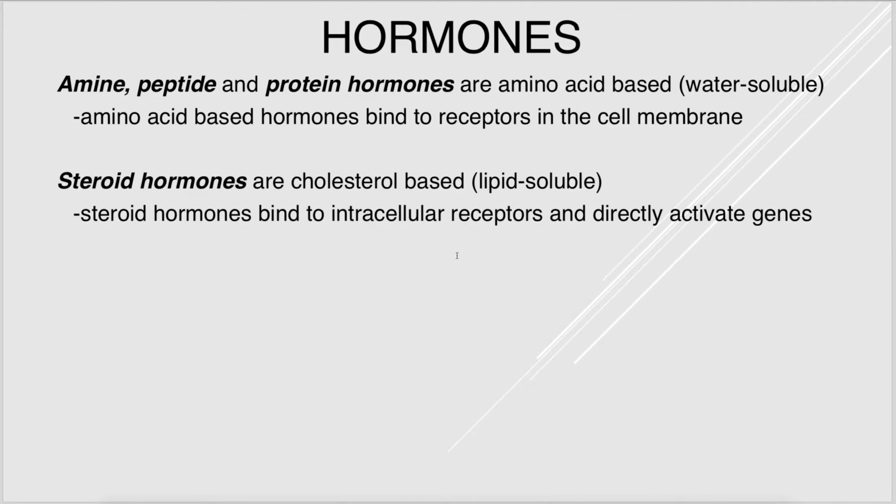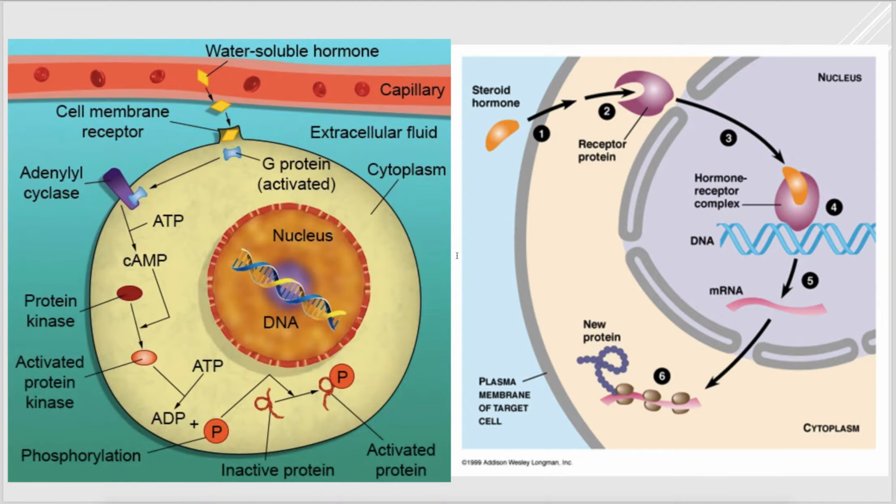So we have two broad classes of hormones. We have the amino acid based, also known as the protein hormones, and we have steroid hormones. The steroid hormones are based on cholesterol, which is a lipid. So protein hormones are water soluble, and steroid hormones are lipid soluble because they're lipids. And this is really important because this is going to dictate how they interact with their target cells.